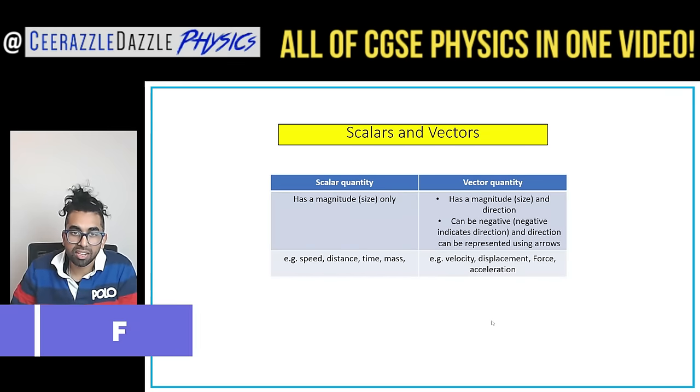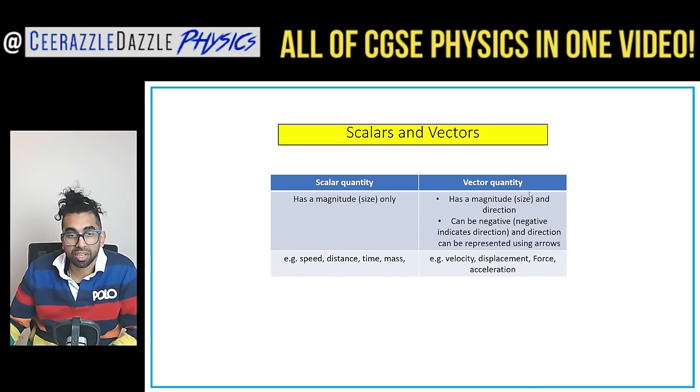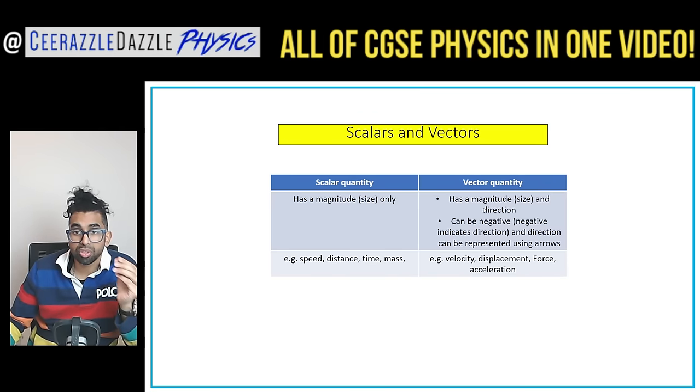Right, so scalars and vectors. So there are two types of quantities. One of them is called a scalar and one of them is called a vector. A scalar has magnitude, which means size only, and a vector quantity has magnitude and direction. So it has a size and direction. Vector quantities can be negative and they have a direction, and that direction can be represented using arrows.